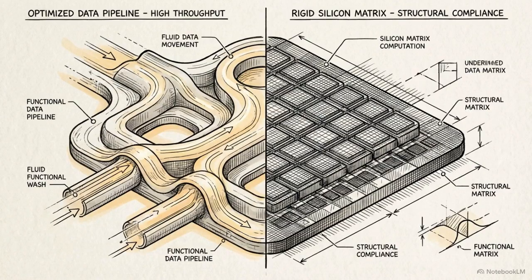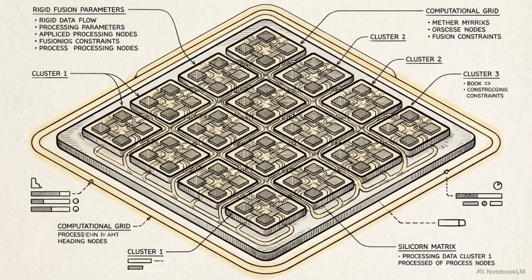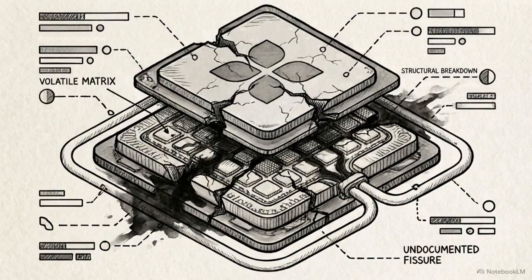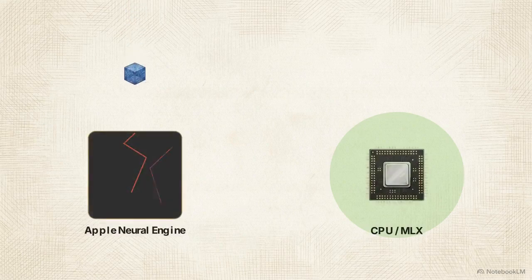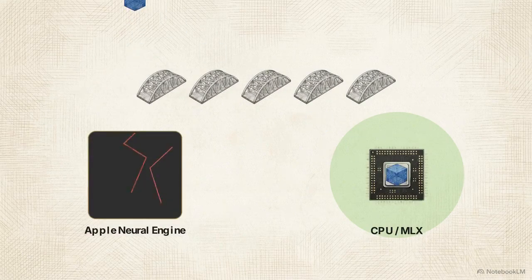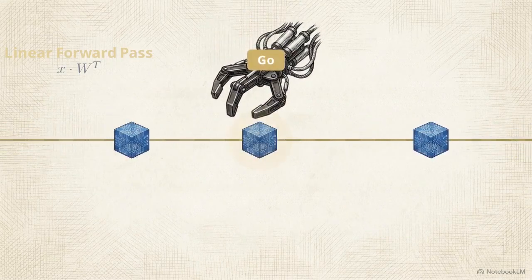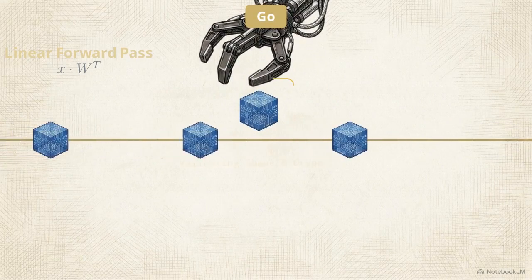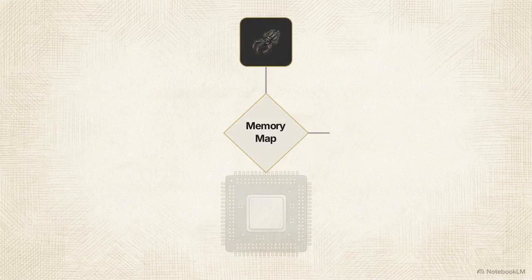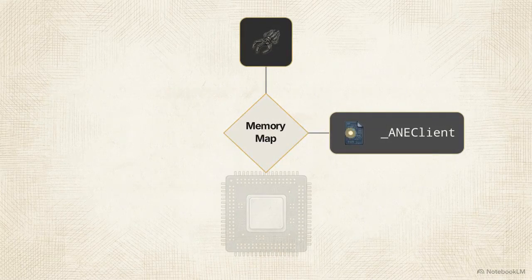Bypassing CoreML involves a high-stakes trade-off. It offers high computational throughput, but only if the computational graph conforms to the engine's rigid convolution and fusion parameters. To maintain production stability on this undocumented hardware, developers implement a runtime bridge that intercepts these rejections and routes them to a safe processing backend. This system relies on the interception of the neural network's linear forward pass using a custom Go-based runtime hook. The decision tree begins with the runtime attempting a daemon-backed memory map through the _ANE client.